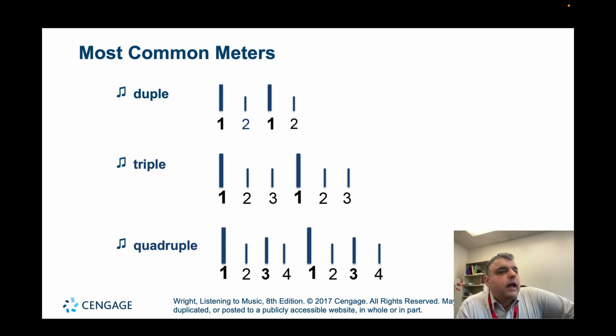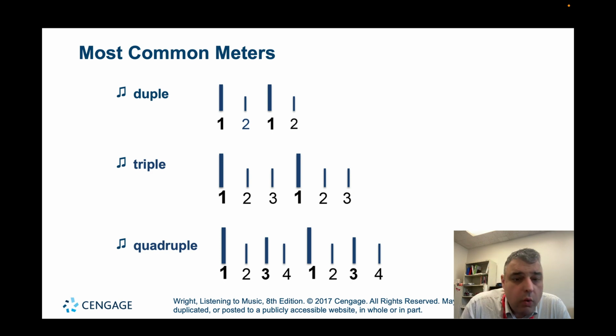Triple meter is going to have a three pattern. So you're going to have one strong beat and then two weak beats. This is most associated with a waltz rhythm or dance rhythm. It would sound like this: 1, 2, 3, 1, 2, 3.